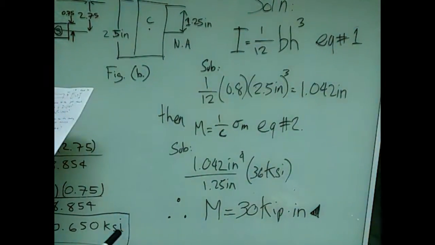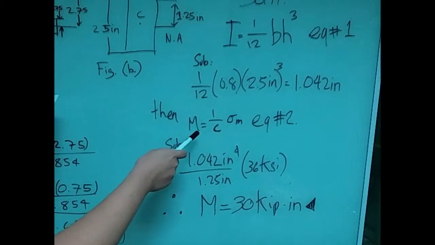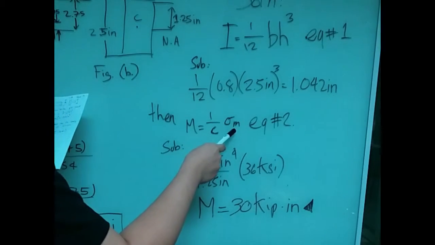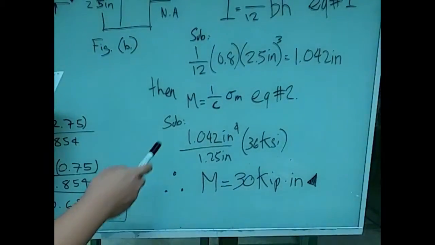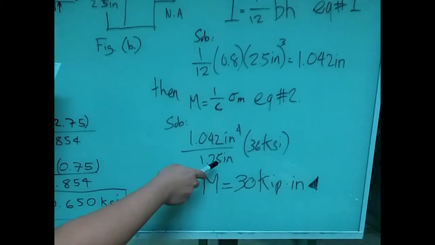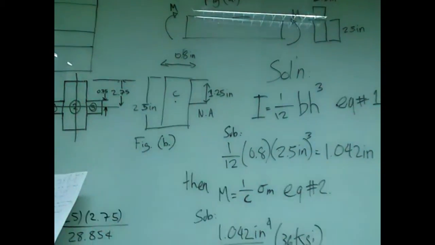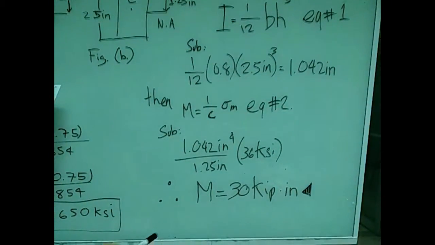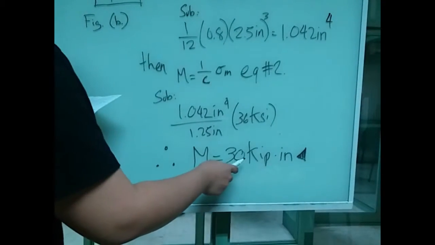Then we can solve now for the bending moment. M is equal to I over c times the maximum stress. That's for the equation number 2. Let's substitute the value. 1.042 over 1.25 inch. That's the c from the center to the surface. Then 36 ksi, which is the maximum stress. So to compute, the bending moment is equal to 30 kip-inch.